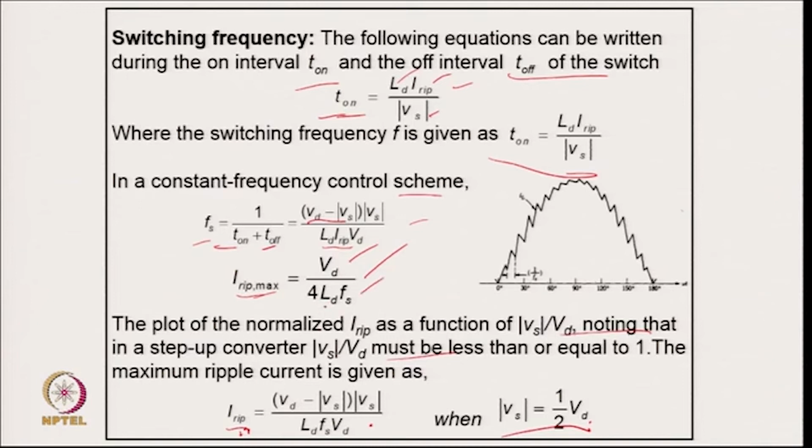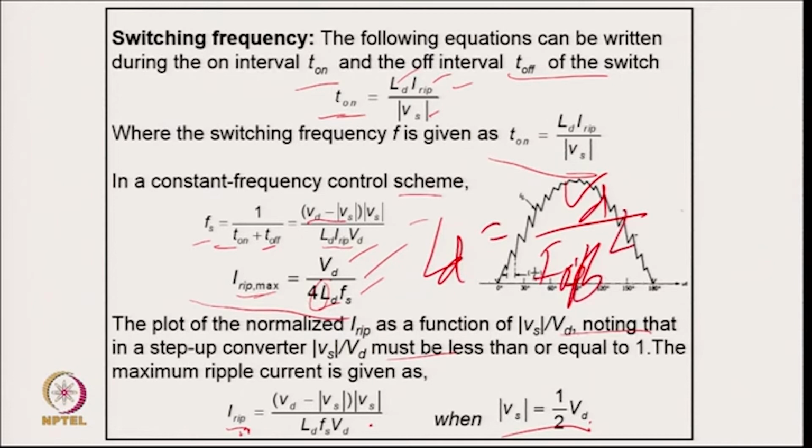From this relation we can find the inductor, taking the ripple current here. So, the inductor depends on the DC link voltage. If you have a higher DC link voltage, you require a higher inductor, and if you have a higher switching frequency, the inductor will reduce. If you allow higher ripple current, then also the inductor will reduce. So, this equation gives the inductance value LD equal to Vd upon I ripple into 4 into Fs.